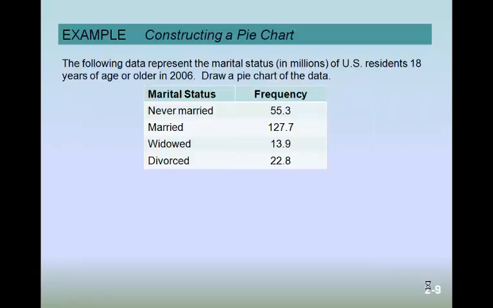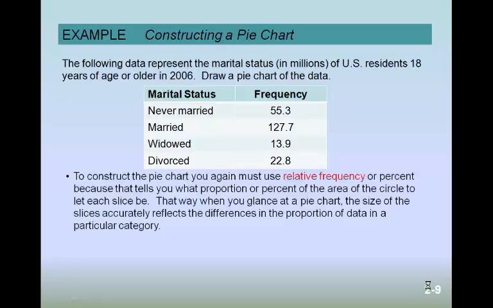Even though we're going to use technology, we want to look at how we construct a pie chart. So we have the following data representing the marital frequency of U.S. residents 18 years or older in 2006, and we're going to draw a pie chart. To construct the pie chart, you again must use relative frequency or percents because that tells you what proportion or percent of the area of the circle to let each slice be. That way, when you glance at a pie chart, the size of the slices accurately reflects the differences in the proportion of data in a particular category.